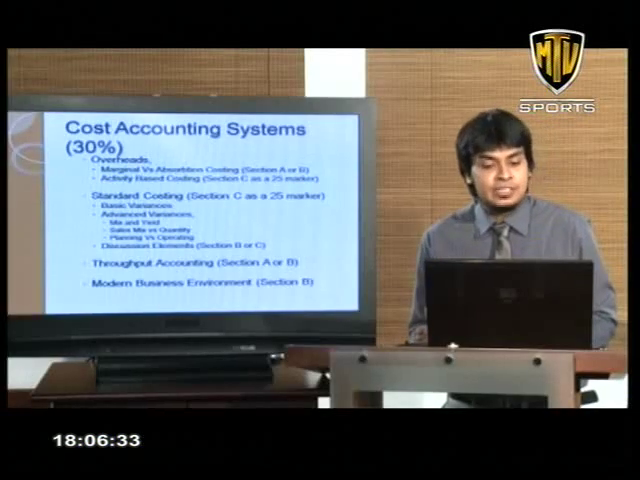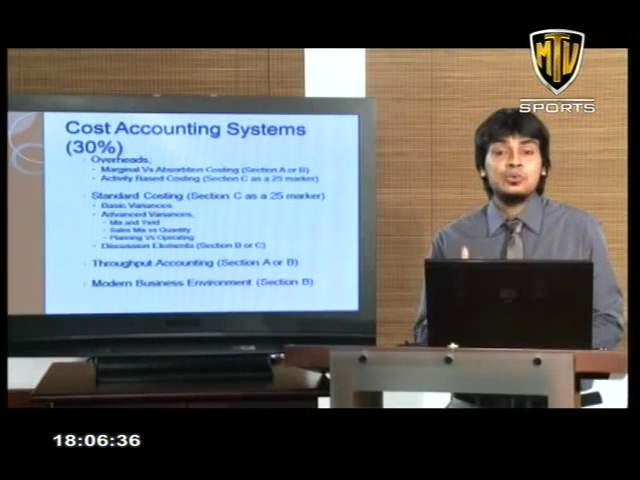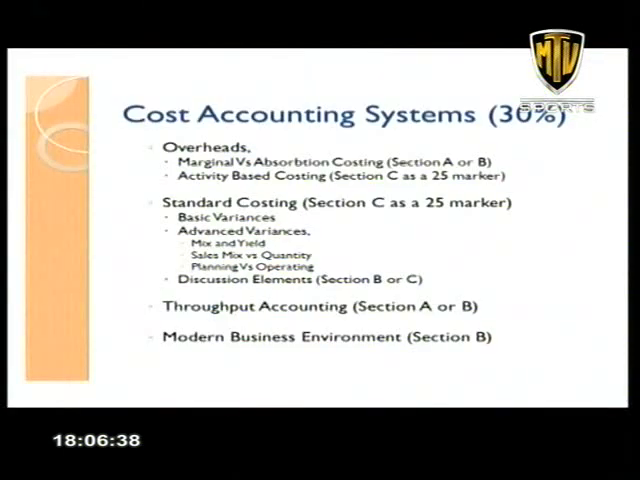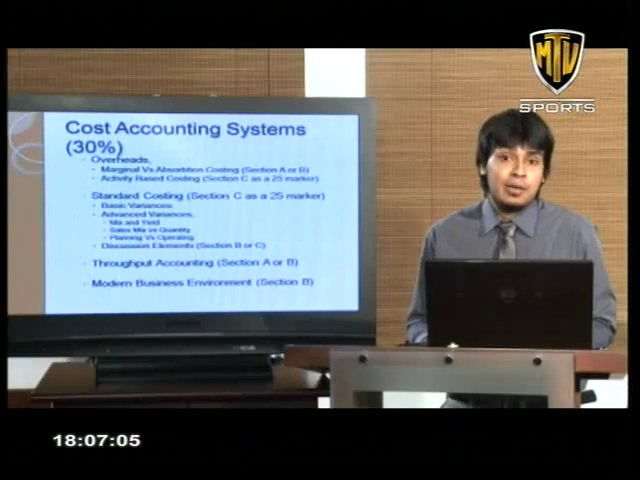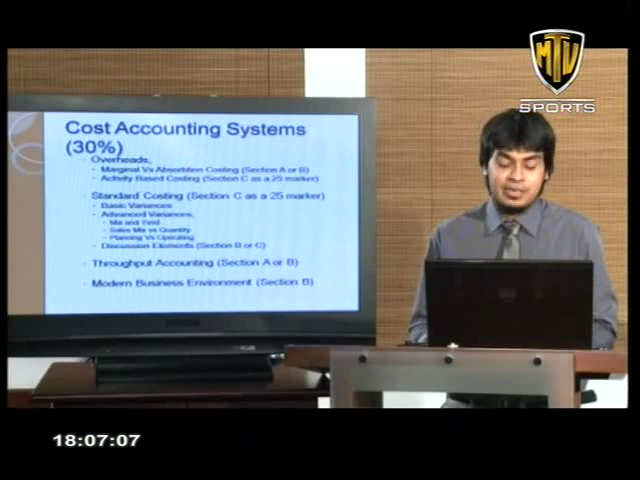As far as standard costing goes, the sub areas, I could split that into basic variances, advanced variances, and discussion elements. And standard costing is, as you may have realized already, a very popular area that is tested as part of your section C as a 25 marker. Moving on, you have throughput accounting, section A and section B usually tested, and modern business environments, which is usually tested as a section B write-up. You might find 1 or 2 questions coming from modern business environment.